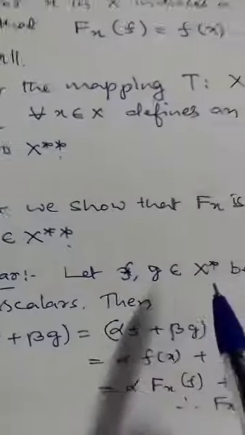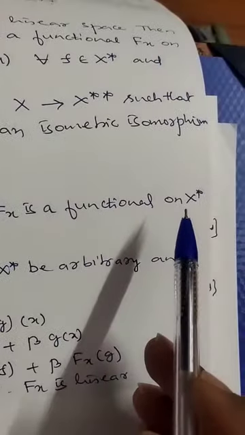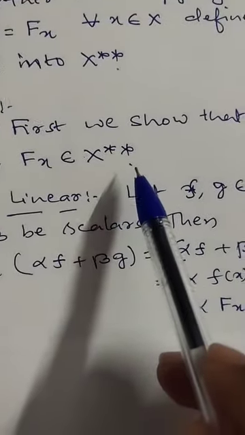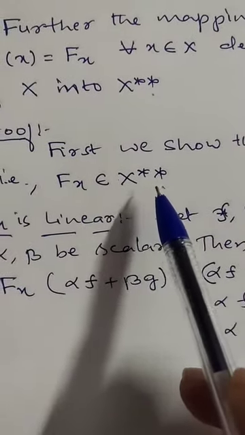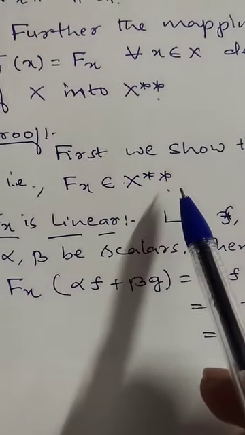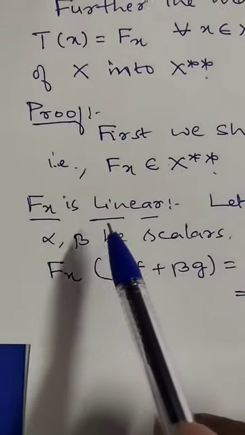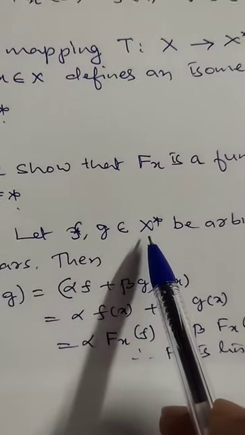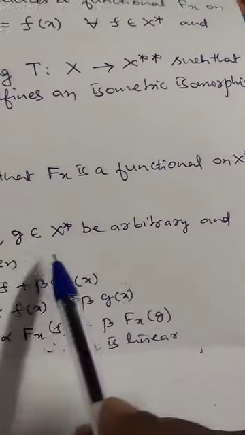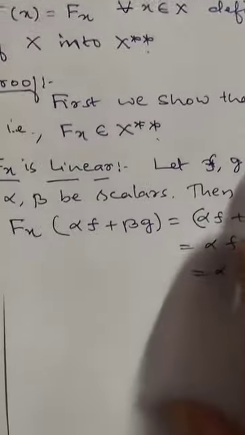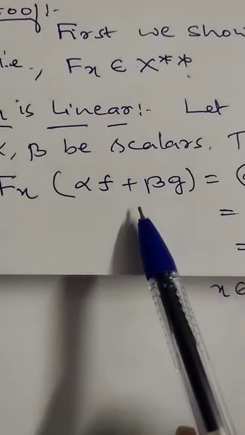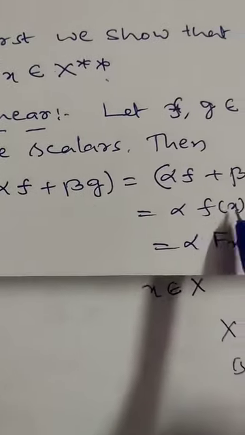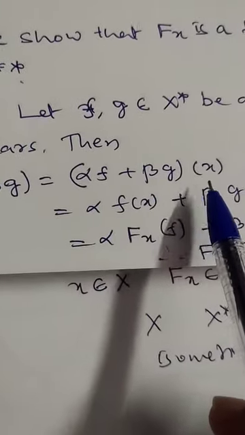First, let us show that fx is a function on X star, meaning fx is an element of X double star. So fx lies in X double star if it is linear as well as continuous. First let us take up that fx is linear. For this I will choose any two elements, say f and g, to be any elements of X star, and alpha, beta be scalars, and we consider fx of alpha f plus beta g. fx of alpha f plus beta g is, according to our definition, alpha f plus beta g of x.